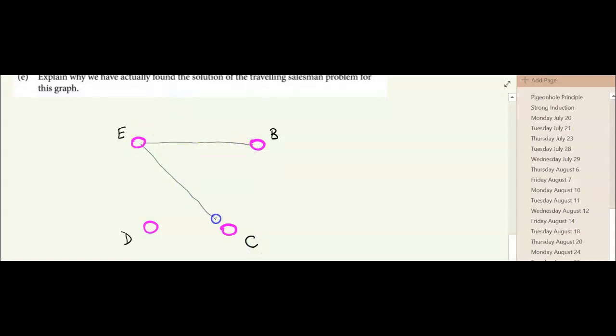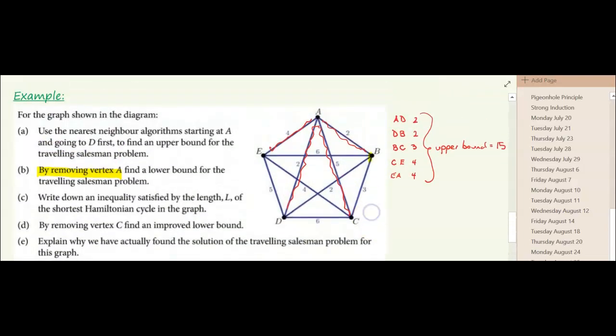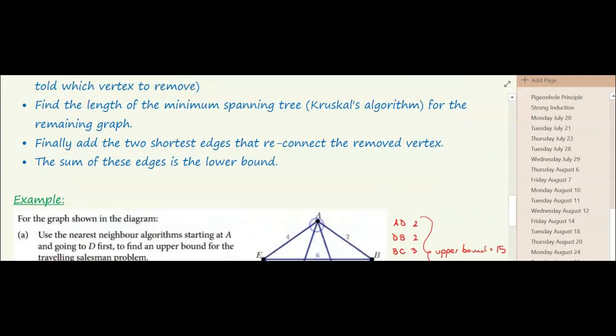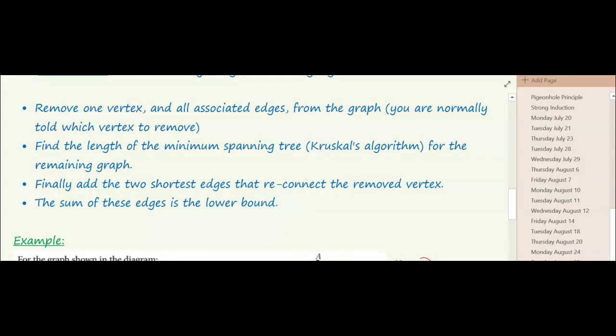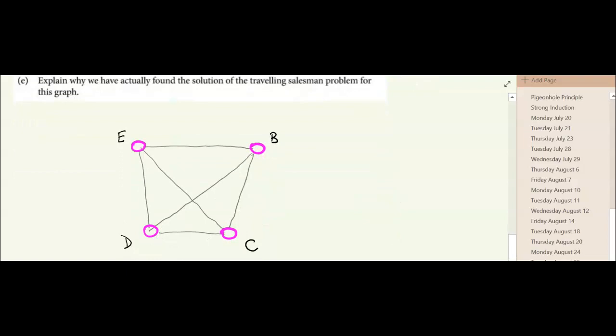But all these vertices are connected, and so there should be a degree of 3 on each because it's a 4 vertex graph now. Righto. So I've removed all those edges and I've redrawn my graph. I'm looking for a lower bound now. What do I do next? Well, I find the length of the minimum spanning tree for the remaining graph. So here's my graph. I now just want the minimum spanning tree. I need to put my lengths on here.